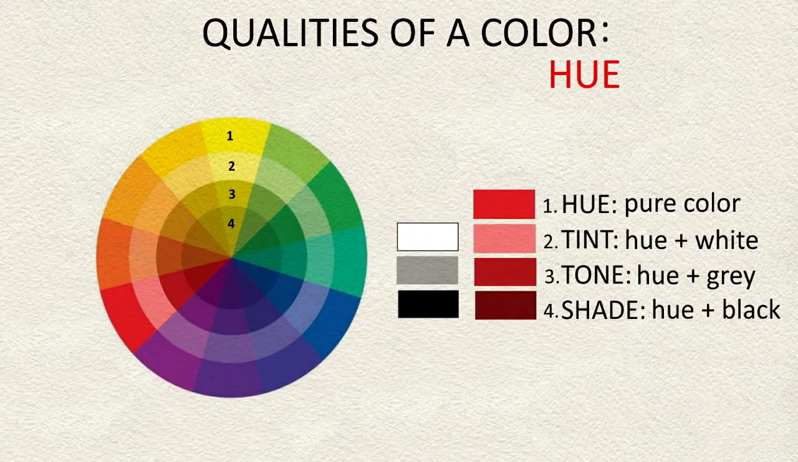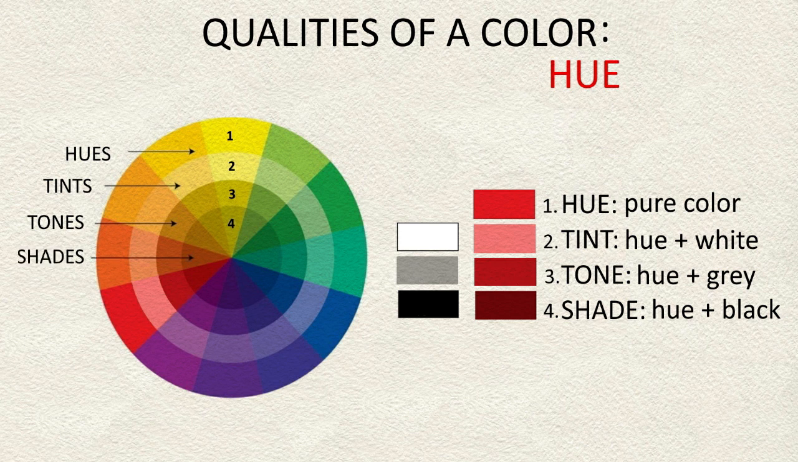This brings us to our next topic, which is some basic vocabulary describing the qualities of a color. We'll start with hue, which refers to any of the colors on our basic color wheel: red, orange, yellow, green, etc. The hue is the pure color. When we mix a hue with white, we get a tint. When we mix a hue with gray, we get a tone. When we mix a hue with black, we get a shade.